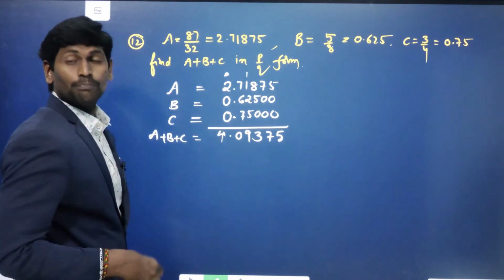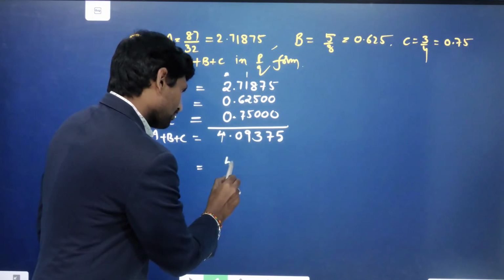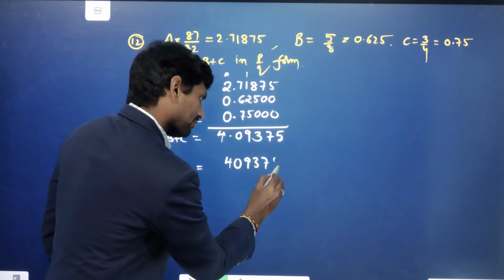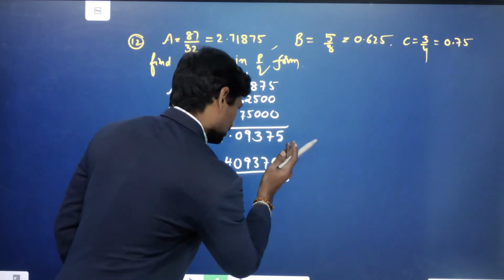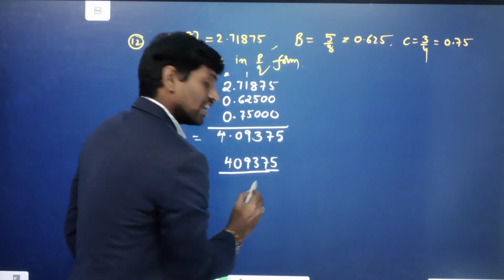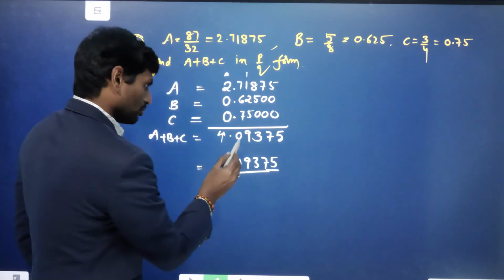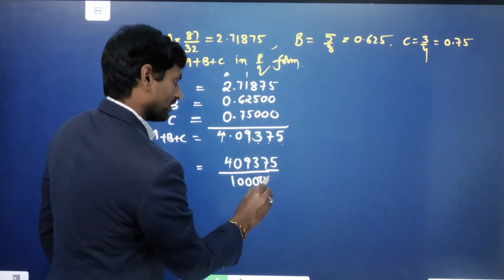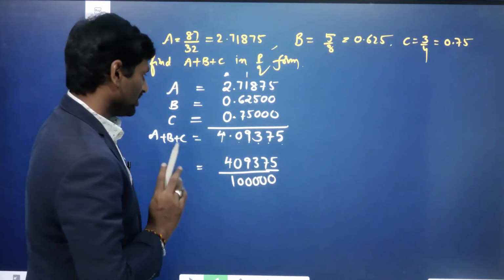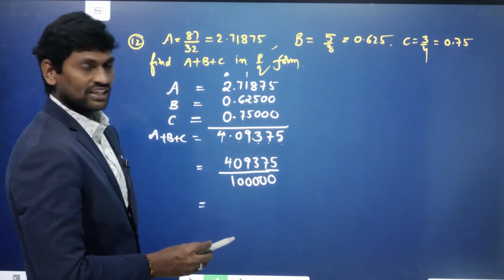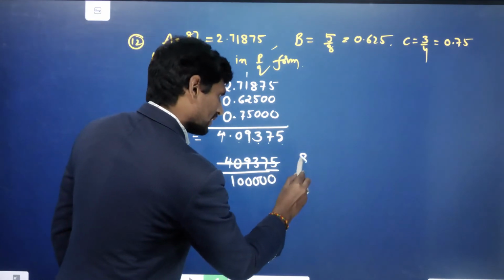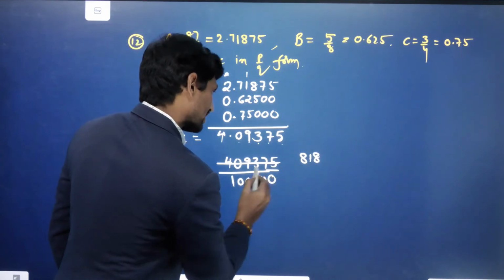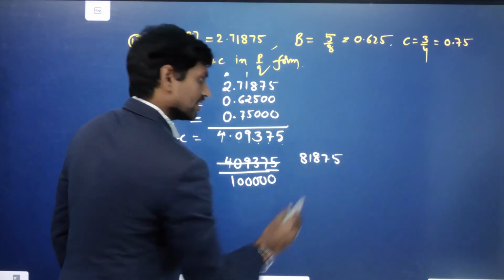Okay? Now P by Q form. That means without the decimal, I can write 409375 by 1 followed by zeros. How many decimal digits? 1, 2, 3, 4, 5. That means 1 lakh, 5 zeros. 5 decimals, 5 zeros. I can cancel with the 5 table here. 5 8s are 40, 5 1s are 5. Again 5 8s are 40. 5 7s 35, 5 5s 25.